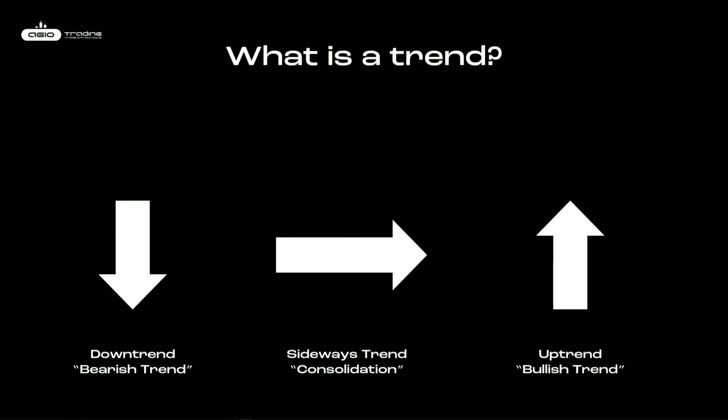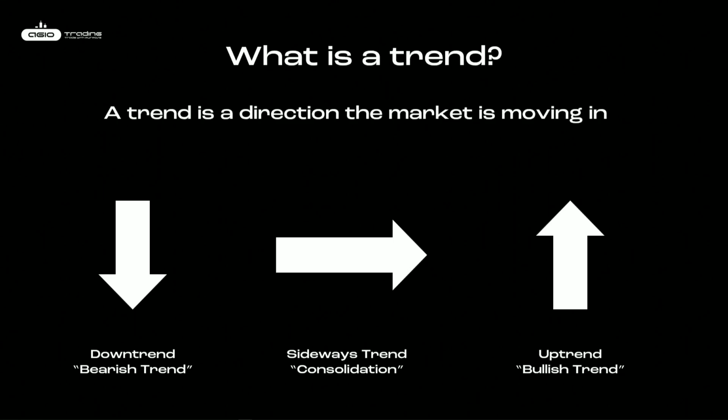So these are basically the main AKAs of what a trend is. So we have a bearish trend, which indicates a downtrend, sideways trend, which is known as a consolidation. We have an uptrend, which is known as a bullish trend, right? So a trend is a direction the market is moving in, right? It's basically the direction the market is gonna move in or is moving in, right? So it can either be moving downward, sideways, or upward, right?